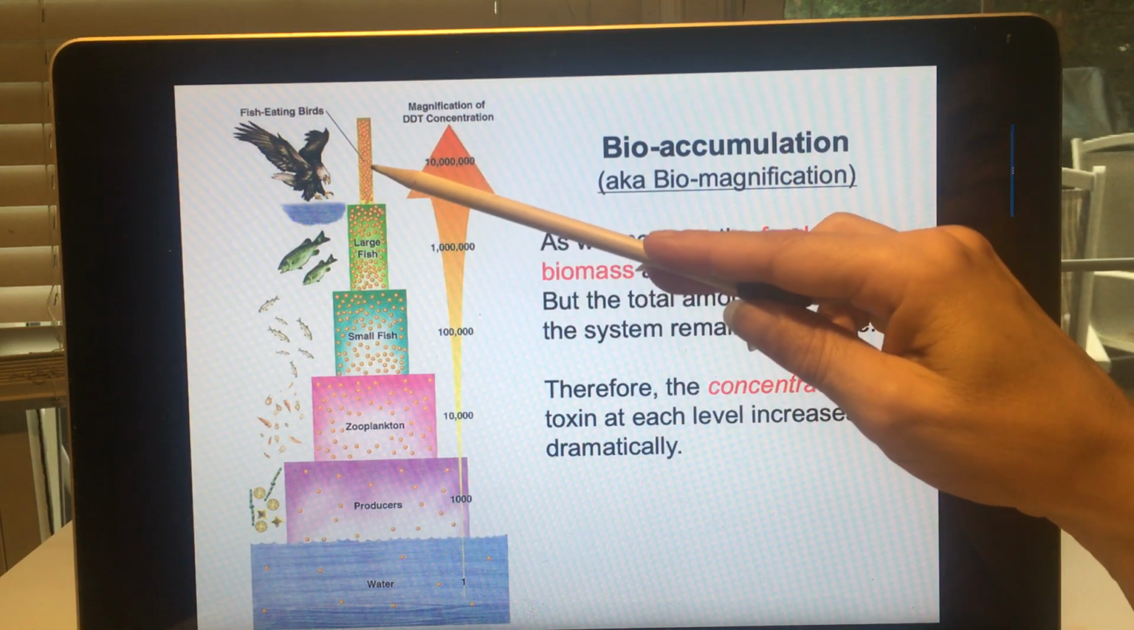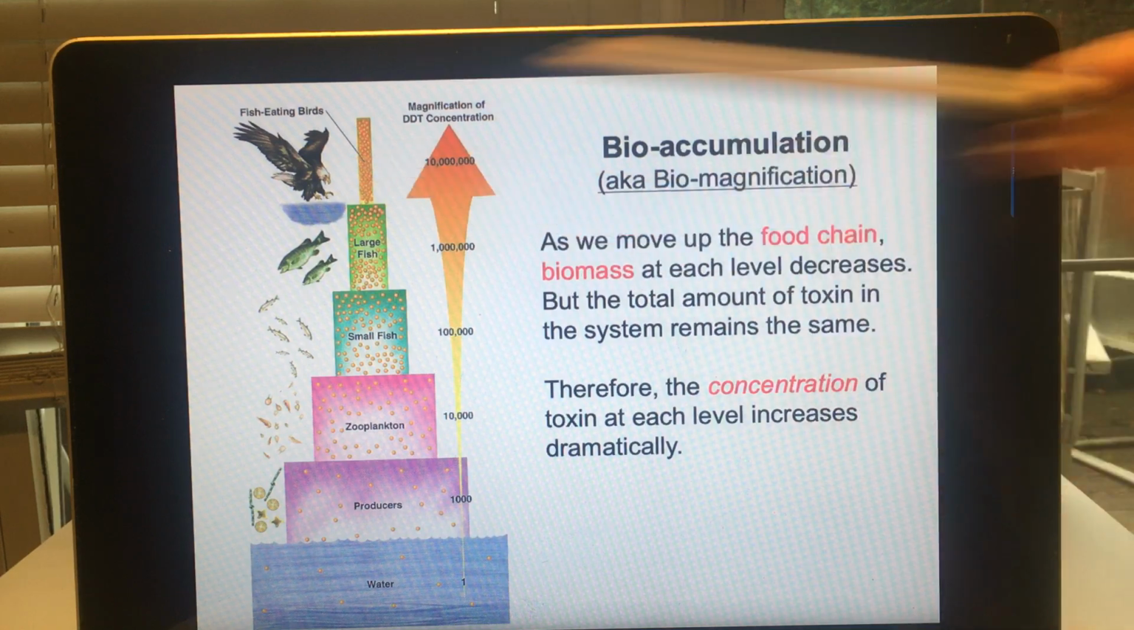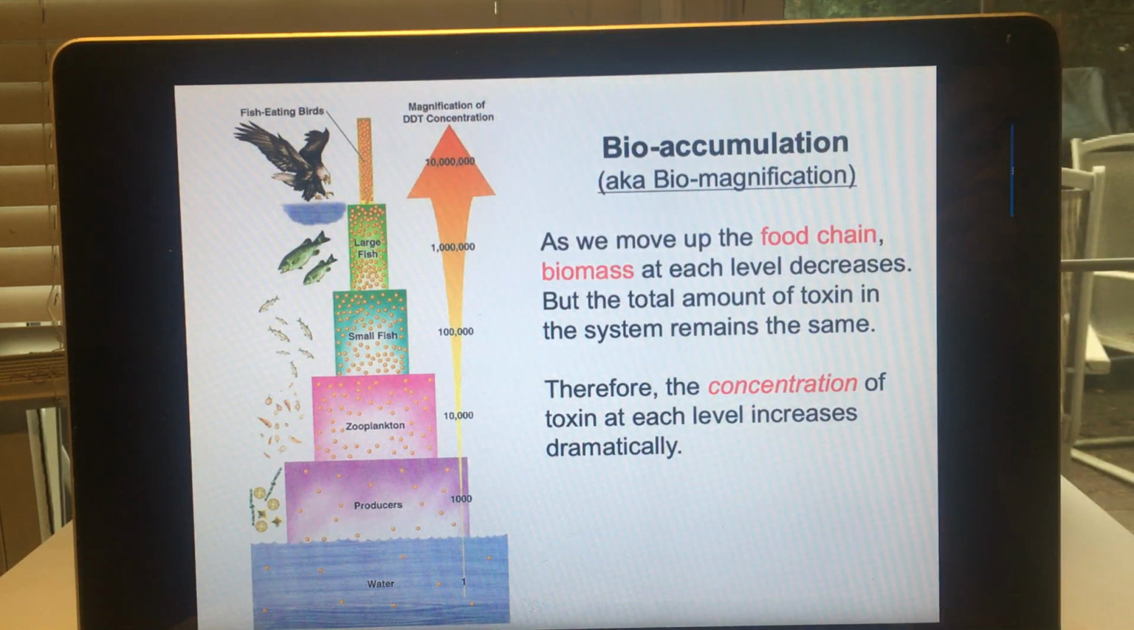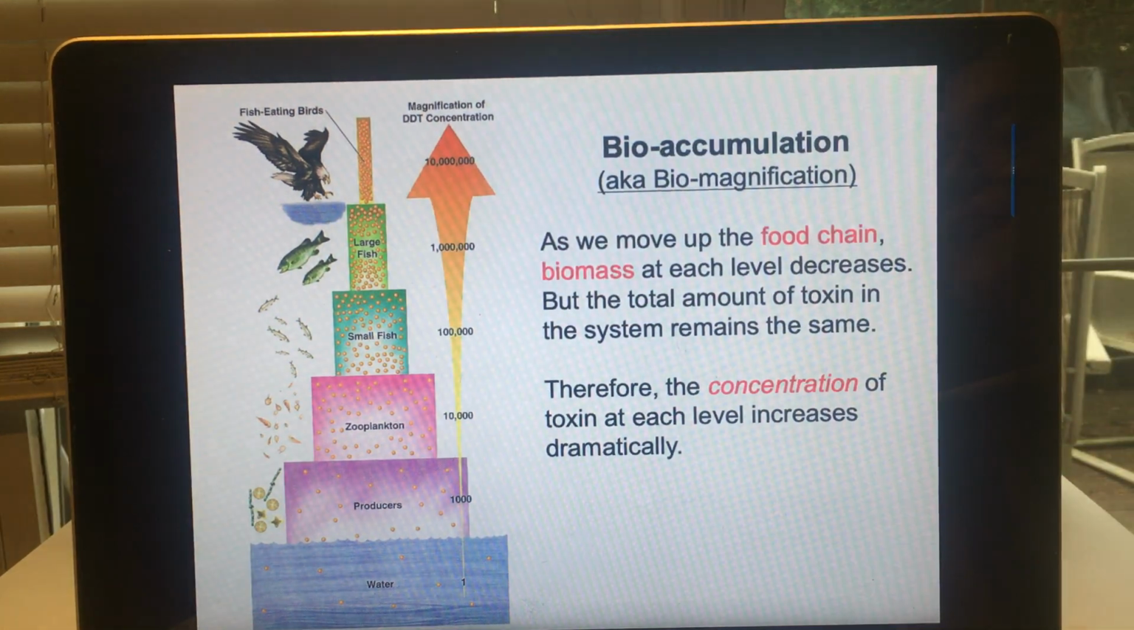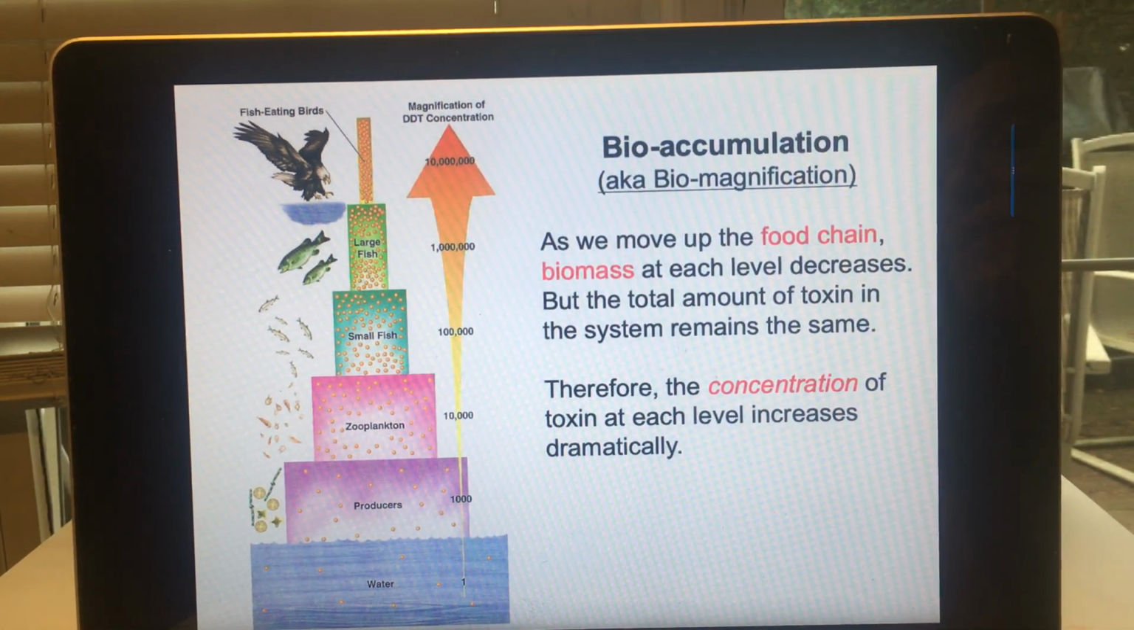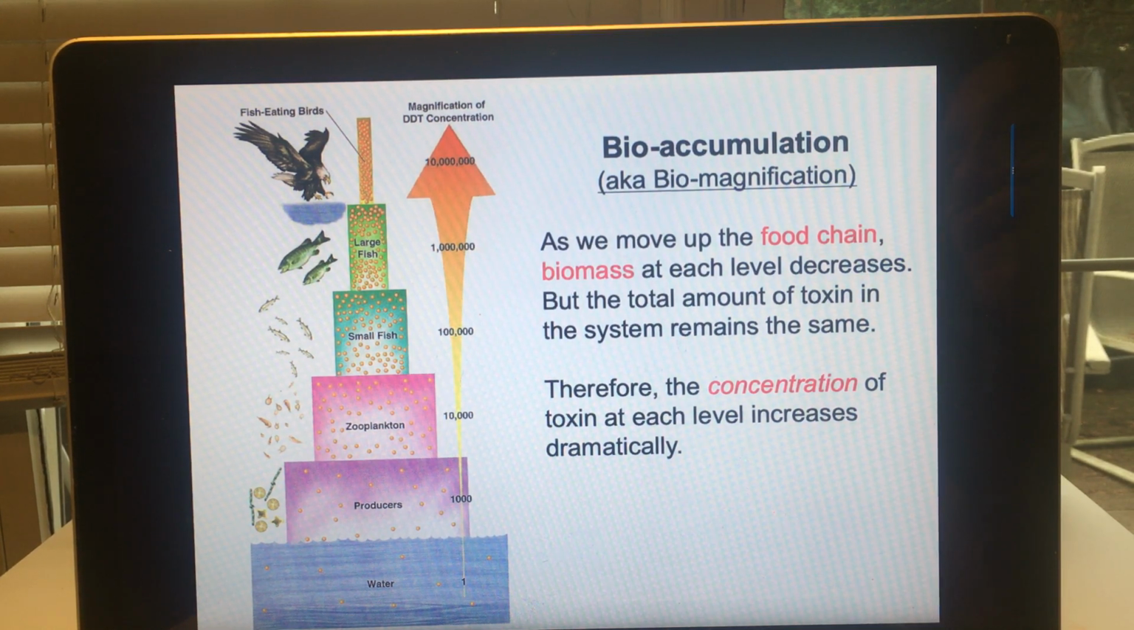But remember that you have less biomass as you go up the pyramid, but the same amount of toxin, which means that by the time you get to the top of the food chain, including eagles, you end up with really high concentrations of whatever that toxin is. And the reason that's true is because organisms can't break down some toxins, and they actually get stored in the fat tissue of that organism.